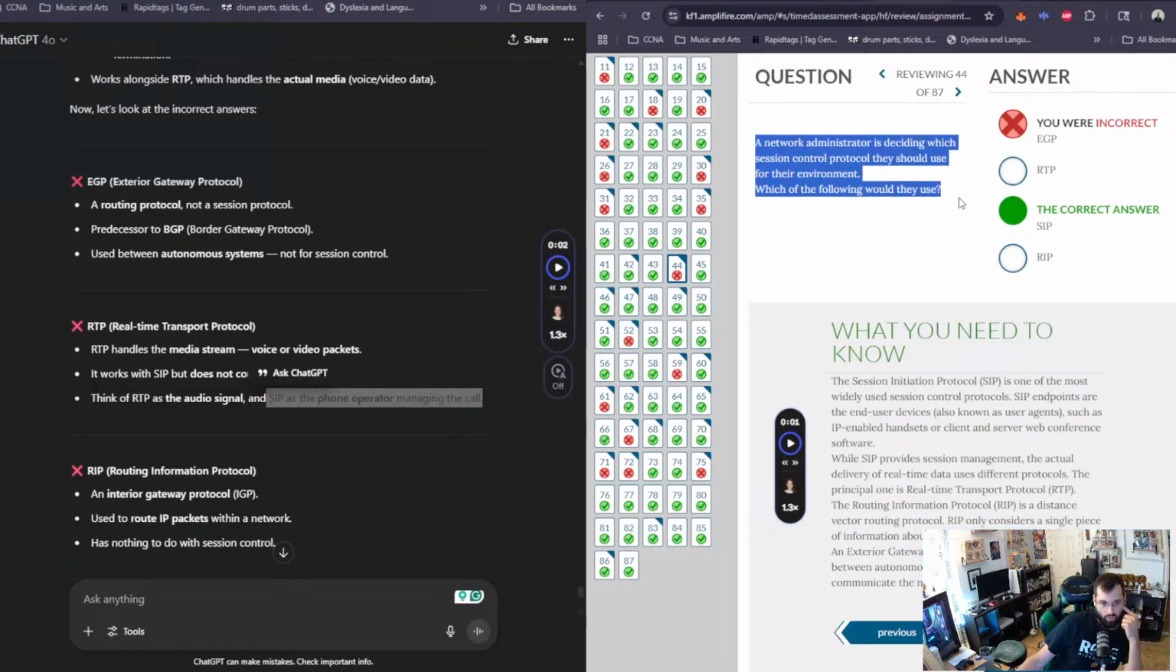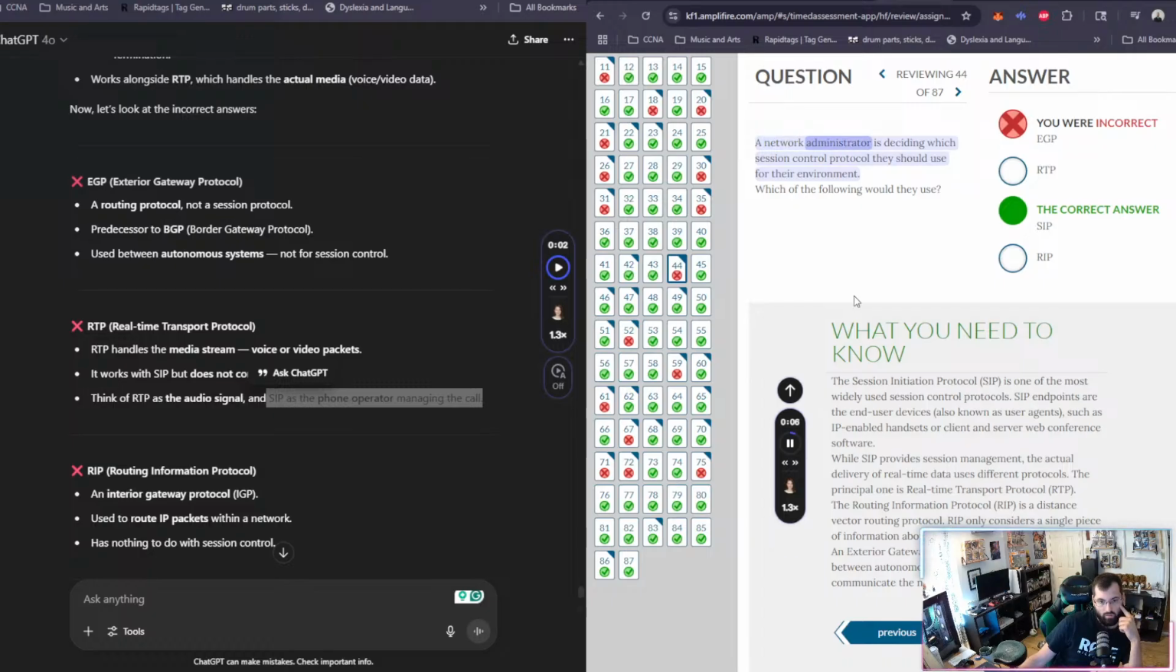Okay, and the actual question was: A network administrator is deciding which session control protocol they should use for their environment. Which of the following would they use? So, session control protocol. It's got to be SIP. And EGP is a routing protocol.